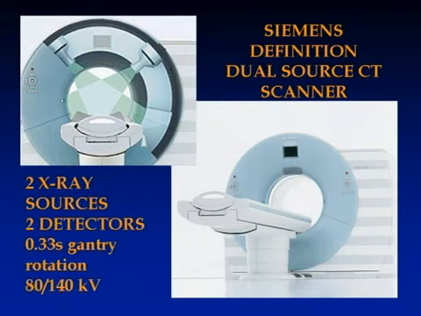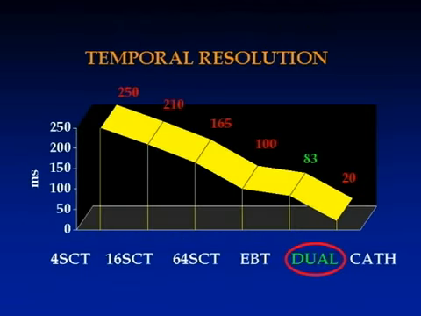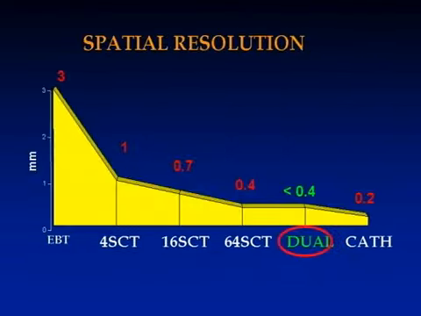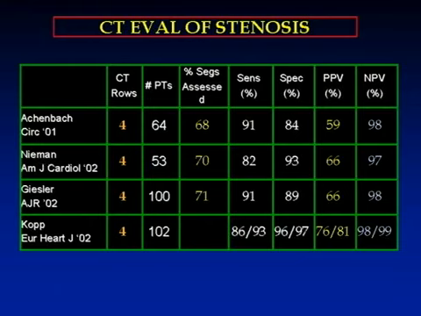One of the hot topics at RSNA was Siemens' announcement that they're going to produce the dual source CT scanner, which has 2 X-ray sources and 2 detectors and allows you to image at both 80 and 140 kV. And this is exciting in terms of coronary CT imaging because the temporal resolution of the scanner is significantly improved compared to what we're now using on the 64-slice. The dual source CT scanner temporal resolution is 83 milliseconds, so it's even closer to conventional catheterization, and the spatial resolution is less than 0.4. And we're hoping to get this scanner in the spring at NYU.